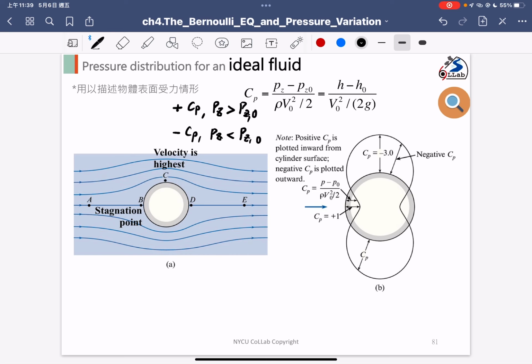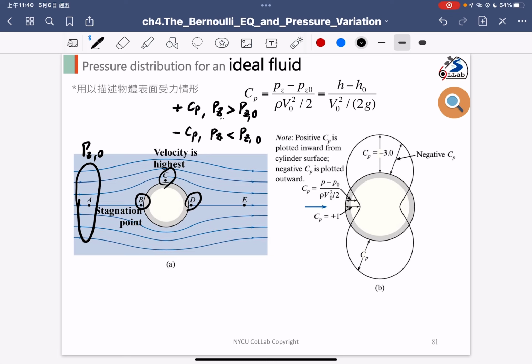So where is the free stream? In that area is the free stream area. So you just compare the piezometric pressure with the Pz0 here. If your pressure is larger than Pz0, you will have a positive Cp. If your pressure is smaller than Pz0, you have a negative Cp. So on the right hand side, we would like to discuss the Cp values along the A point, B point, C point, and the D point.